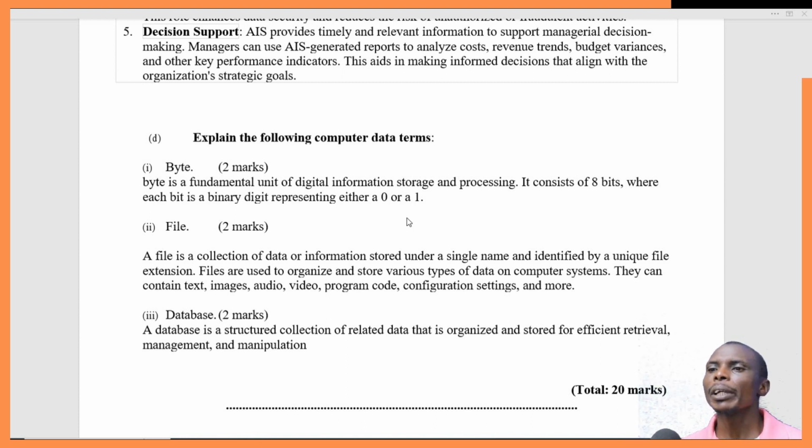So a file is simply a collection of data or information stored under a single name and identified by a unique file extension. So we have different unique file extensions. For example, we could have an extension for text, TXT. We have Excel, we could have audio, video, program code, configuration, testing, and even more. So a file simply is a collection of data.